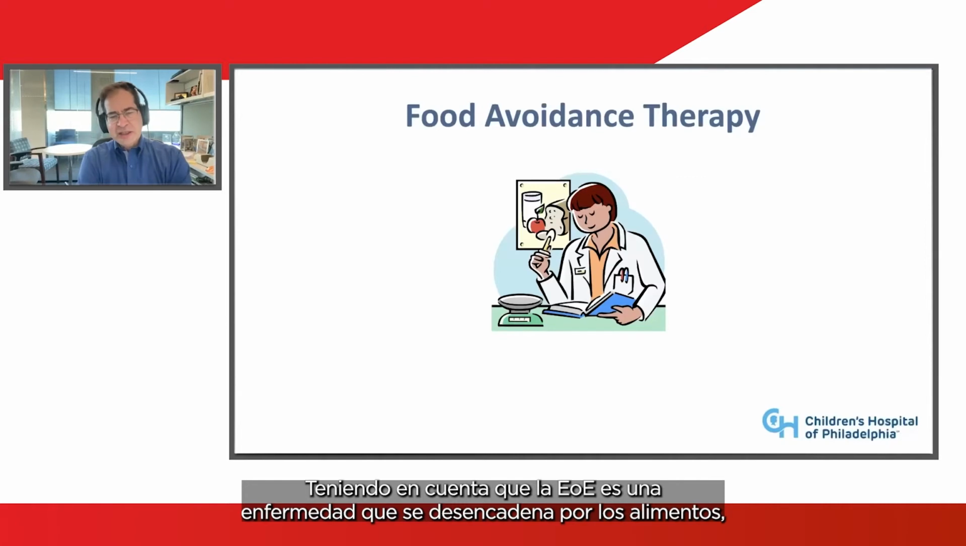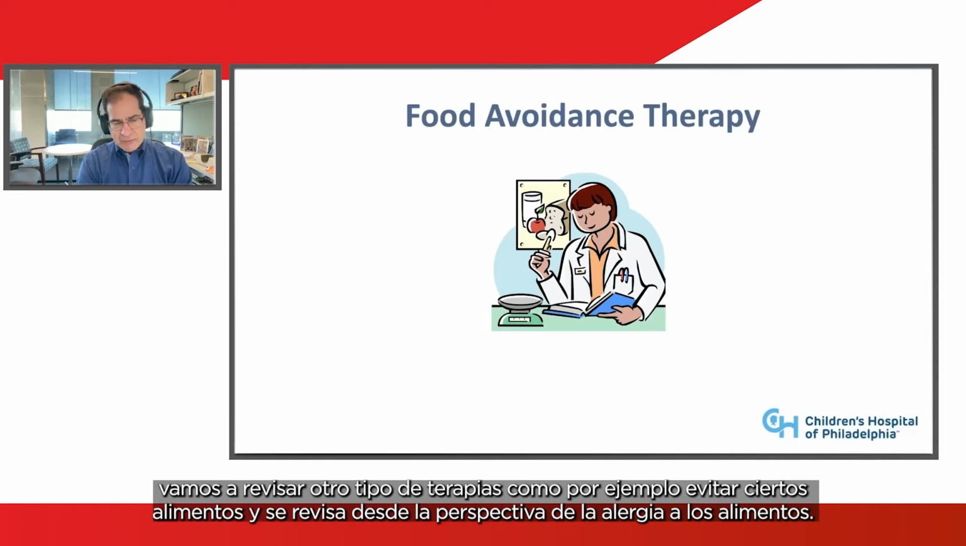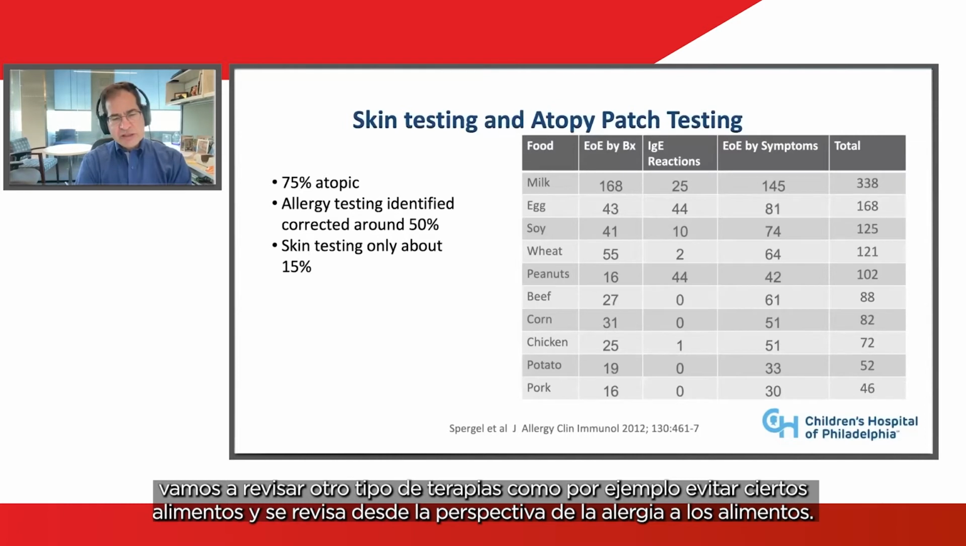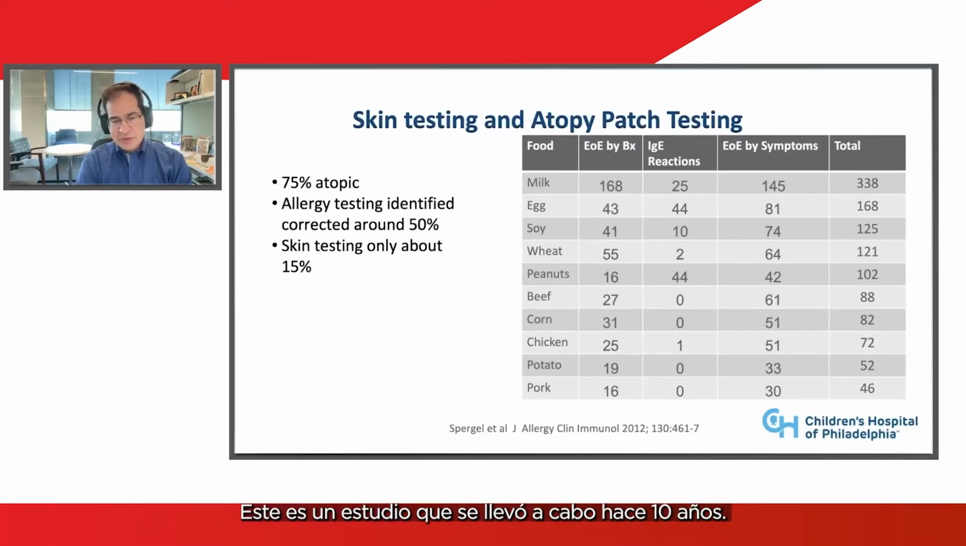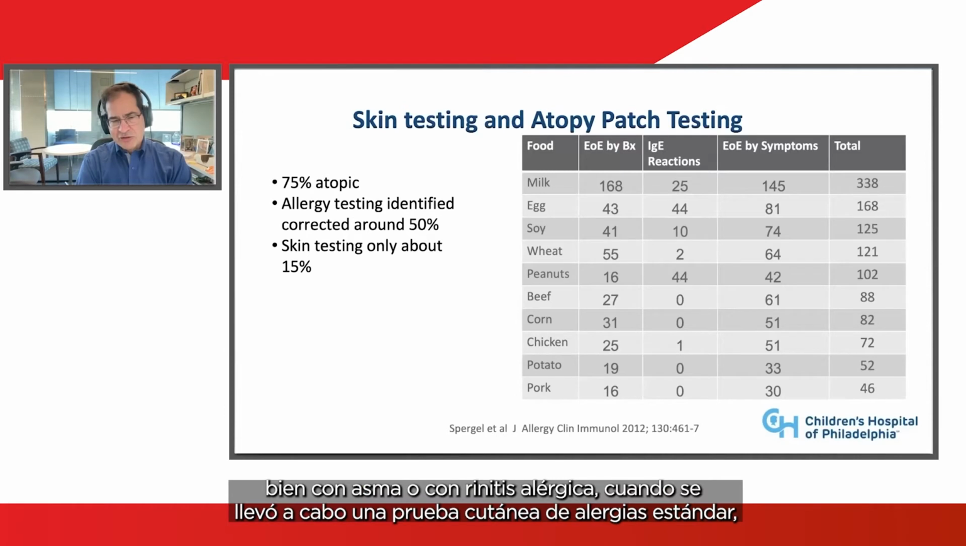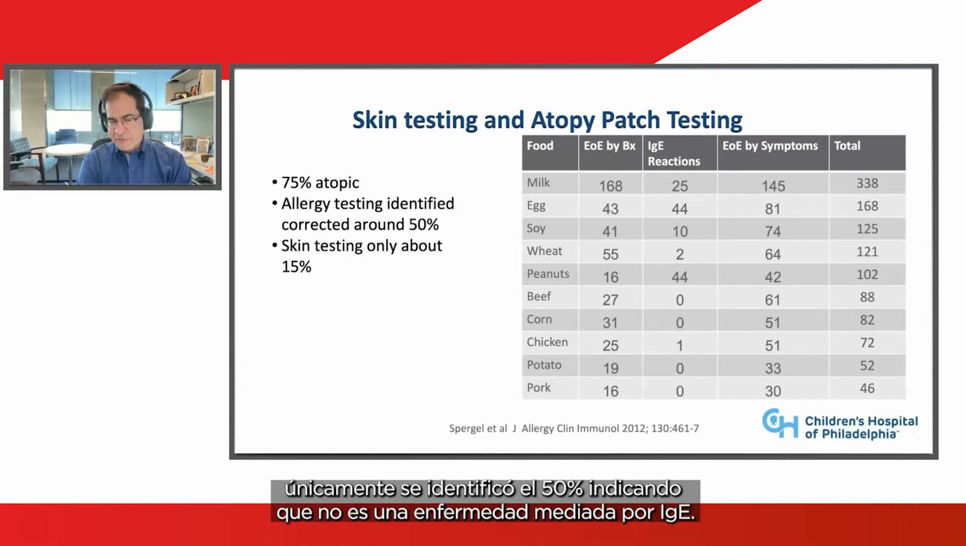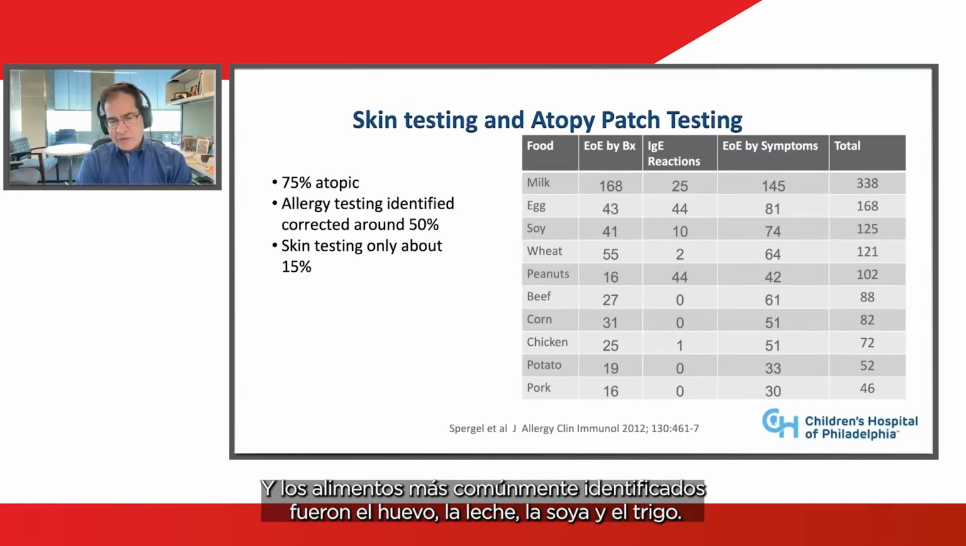Since EOE is a food-triggered disease, the other way of looking at it besides biologics is food avoidance. And we originally looked at it from a regular food allergy perspective. This is a study that we accomplished over 10 years ago. Most patients with EOE are highly atopic, so they have asthma or allergic rhinitis. When you did standard allergy testing, whether skin test or blood test, that only identified triggers about 15%, really indicating that it's a non-IgE mediated way. And the most common foods we identified were milk, egg, soy, and wheat.